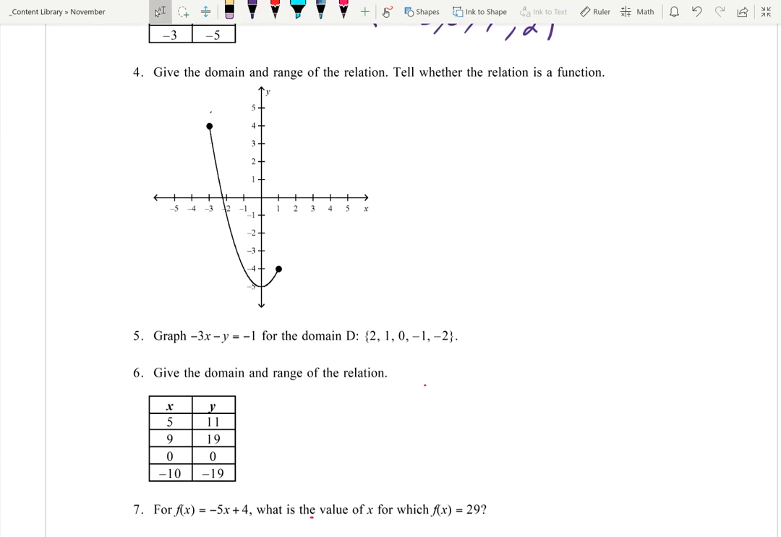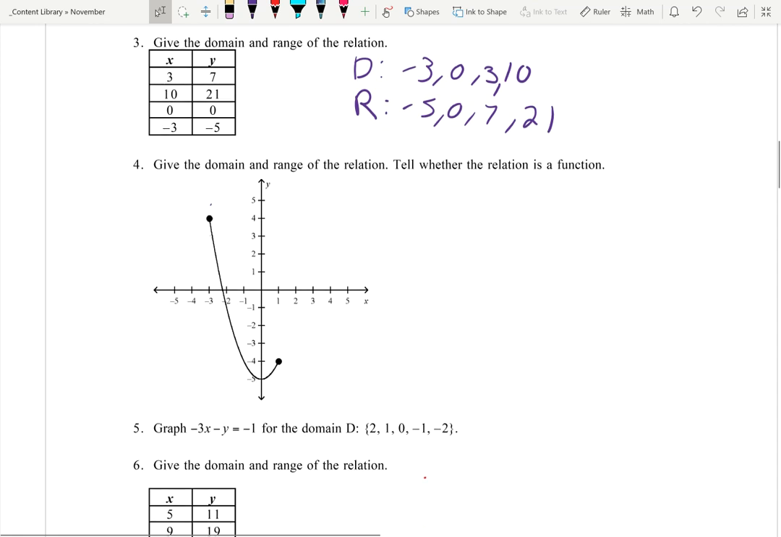Number 4, give the domain and range of the relation. Tell whether the relation is a function. Now, this is a little more of a challenge. It's not as easy as number 3, although it's asking for the same thing, right? Give the domain and range. But none of the points are given. All we see is the graph. So here's what I need you to remember, okay?